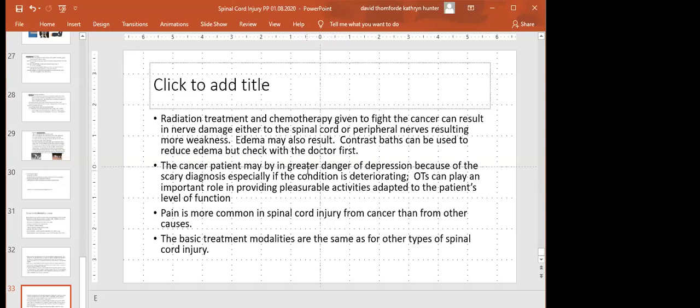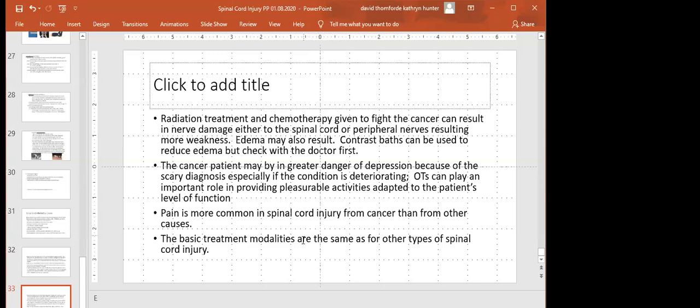And then this is a sort of a review of what we also already said, that the person with cancer may be in greater danger of depression. It's a scary diagnosis, especially if their condition is deteriorating. Their future may be bleak. So we need to, again, use therapeutic use of self, providing pleasurable activities that allow the person to do things they enjoy, but adapted to their level of function.